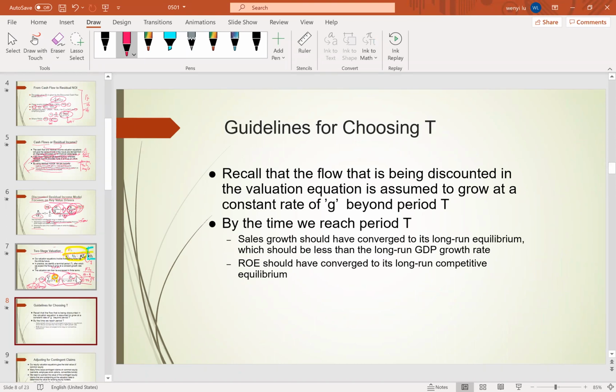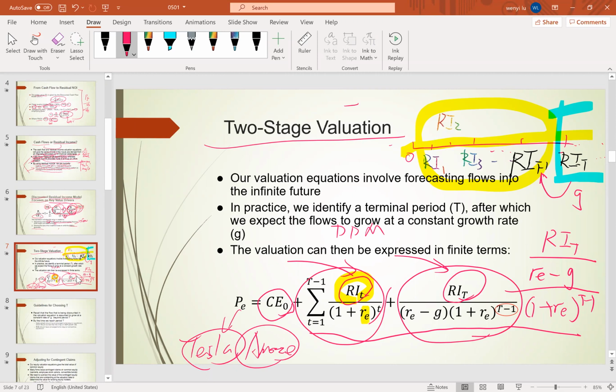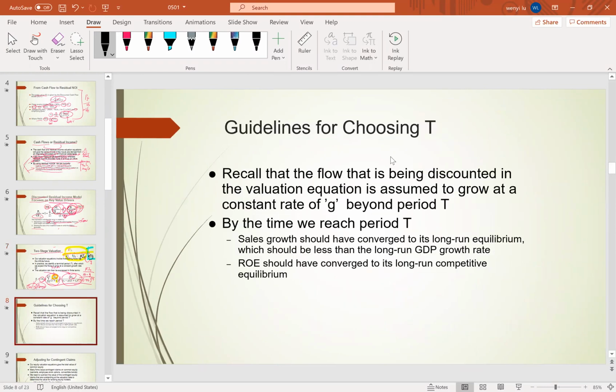But for these models, there is something very important. You must decide when time t happens, that is, the time at which dividends or residual income will keep growing at a fixed rate. So how to choose t is very important. We have some guidelines for choosing t. Recall that the flows being discounted in the valuation equations will grow at a constant rate g beyond time t. But what time we reach t is very important to choose.